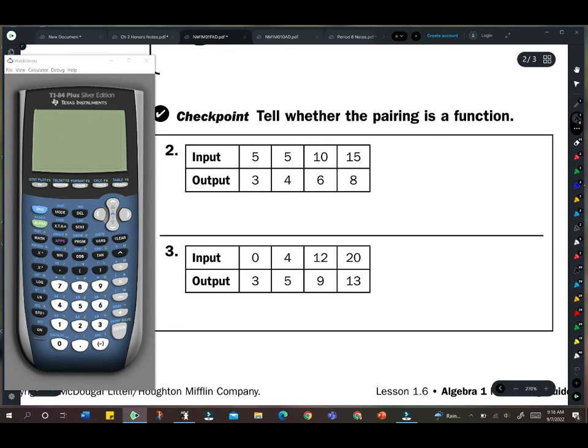Determine if these pairings are functions or not. So input outputs. Anytime you see a repeated x value going to a different y value, means it is not a function. For number 3, since none of the inputs repeat, we have all those others, then it is a function.